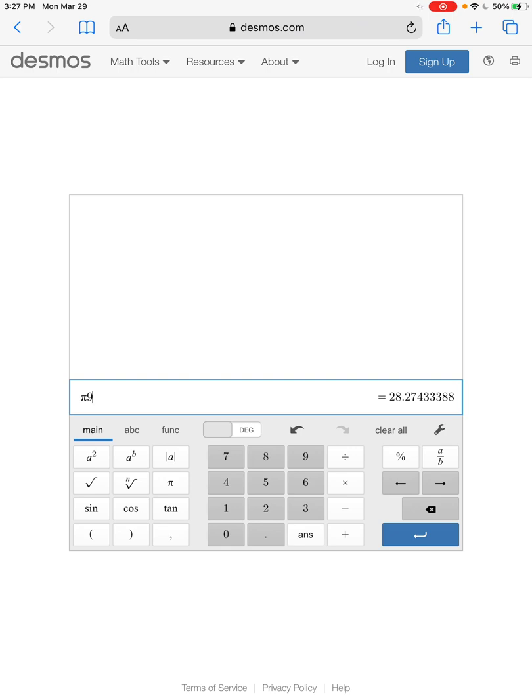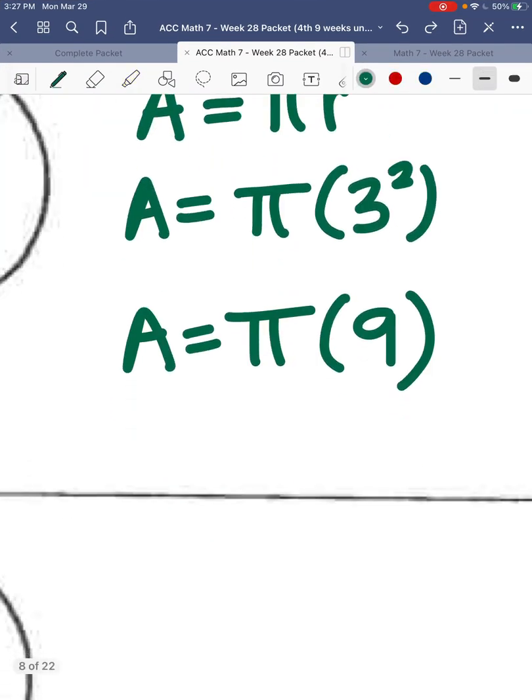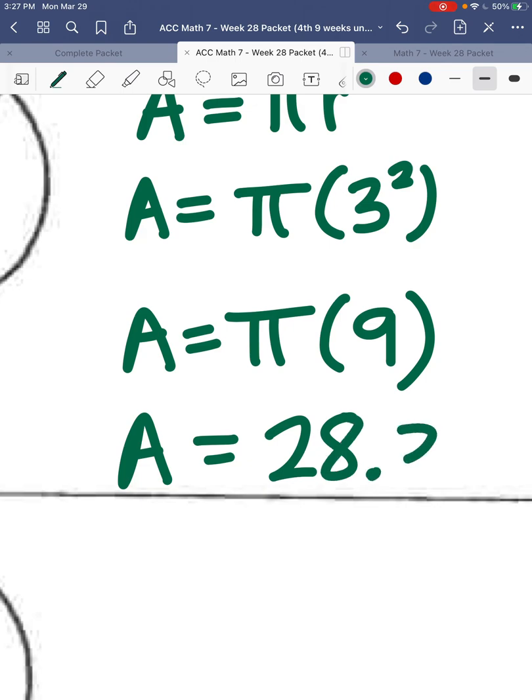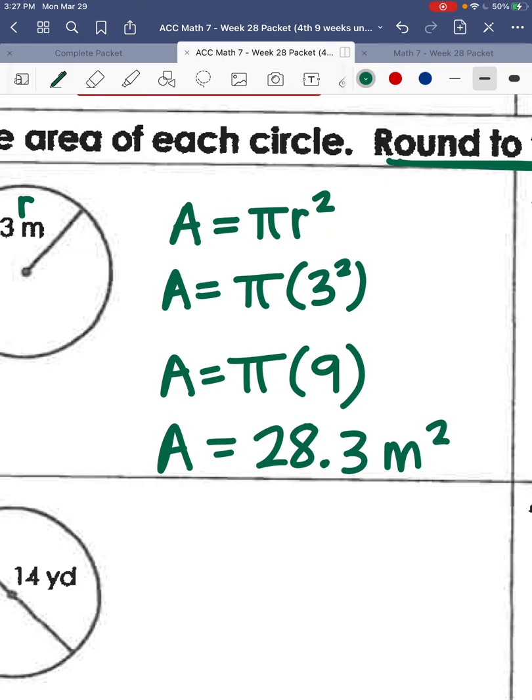28.27, but I'm rounding to 1 decimal place. So because there's a 7 in that hundredth spot, I'm going to round up. So 28.3 meters squared. So don't forget to square your unit. We're still doing that.